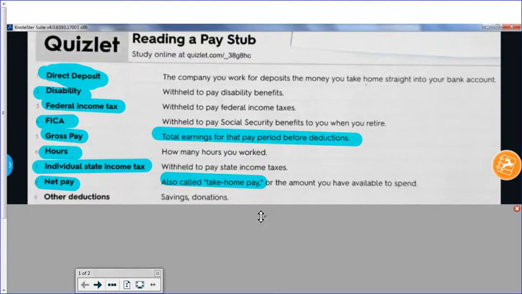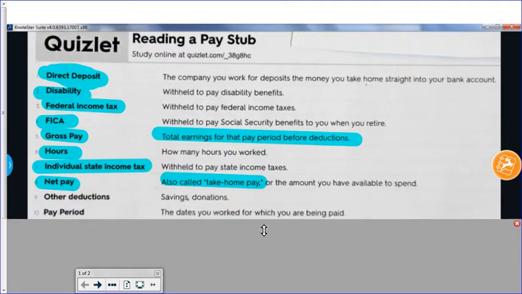Other deductions like savings or donations. Maybe your business has HSA, Health Savings Account. You can save money for medical bills, or a 401k where you can save money for retirement. Pay period. The dates you worked for which you are being paid. Usually this is 1 week or 2 weeks.